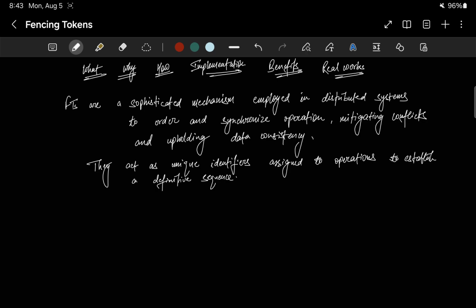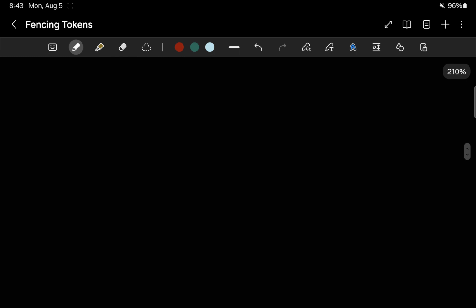Now let's see, why do we need fencing tokens? The need for fencing tokens. First one can be concurrency control.